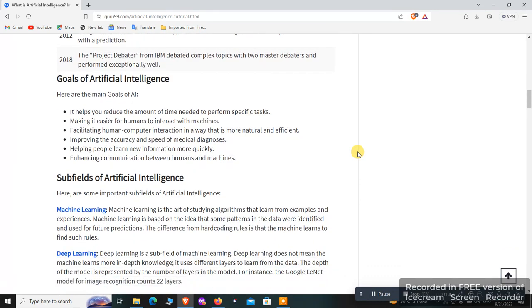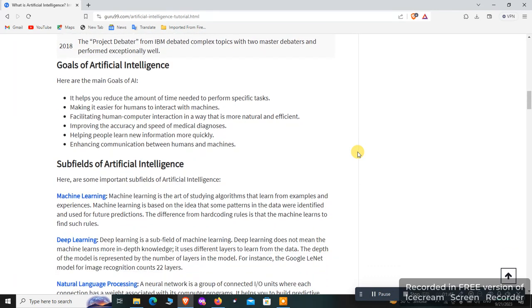Goals of artificial intelligence. Here are the main goals of artificial intelligence. It helps to reduce the amount of time needed to perform a specific task, making it easier for humans to interact with machines, facilitating human-computer interaction in a more natural and efficient way, improving the accuracy and speed of medical diagnosis, helping people learn and find information more quickly, and enhancing communication between human and machine.